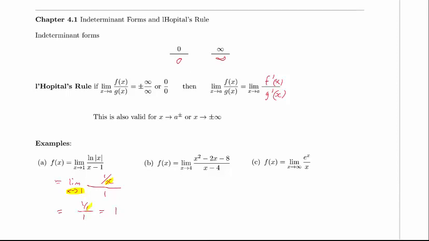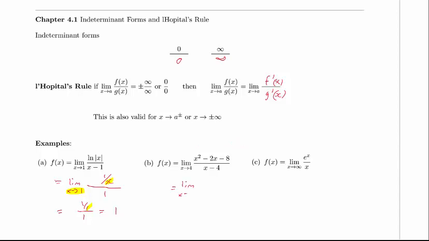Plug it in there. And we get 1 over 1, all over 1, and that is 1. Okay. Not too bad. Let's take a look at this one. If you plug in 4, this is 16. 2 times 4, that's 8, minus 8. 16 minus 8 minus 8 is 0. 4 minus 4 is 0. We've got 0 over 0. So we can use L'Hopital's rule, right? You've got to have 0 over 0 or infinity over infinity. Alright, so let's go ahead and apply it.